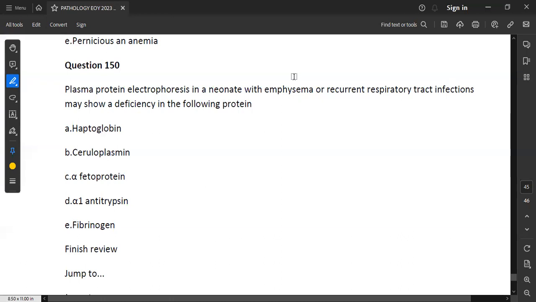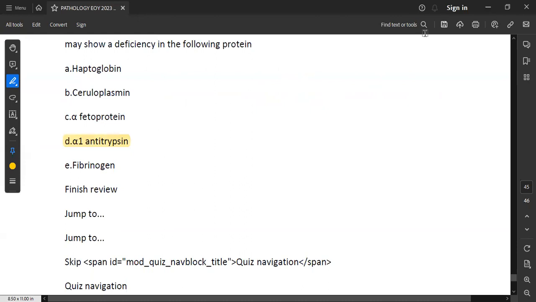Basically, if you have alpha-1 antitrypsin deficiency, you won't have antiproteases to control the proteases, so you'll have damage to the alveoli. So yeah, the answer is D. I was basically just explaining alpha-1 antitrypsin deficiency and its relation to emphysema, but the answer is D. So yeah, we're done with the MCQs.